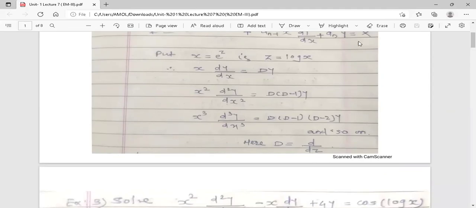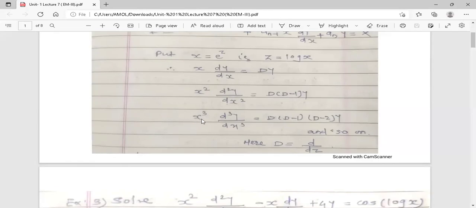So the function of x which is present in the RHS will be converted in terms of z, because we are using the substitution x is equal to e raised to z. This capital D is nothing but d by dz, the derivative with respect to z. Because of this substitution, x into dy by dx is equal to D into y. x square into d2y by dx square is equal to D into D minus 1 into y.